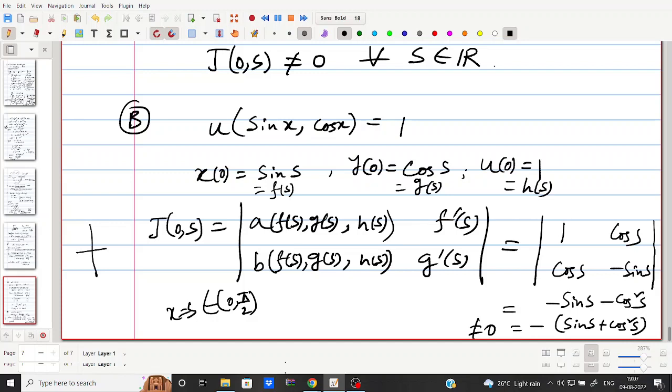Option C is what? Option C, uxx equal to x, x belongs to 0 to infinity. Okay, let me write. Option C is uxx equal to x and x belongs to 0 to infinity. So tell me what is x0, y0, u0. Then j0s, I put a.